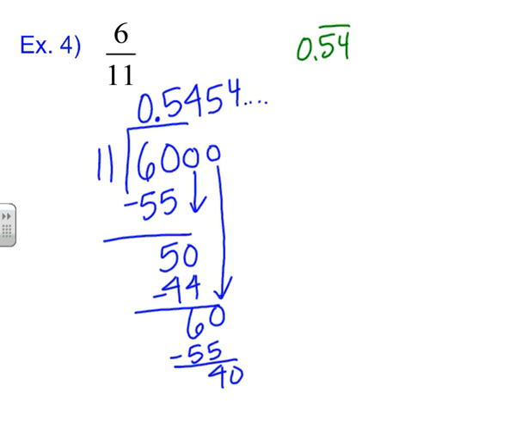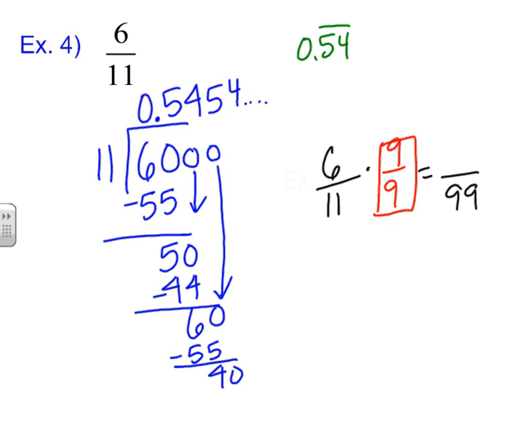Now again, another way to do this is to take a look at that 6/11 and think, because 11 is prime, we know that that's probably going to be an odd repeater. So we know 11 can go into 99. We know 11 can go into 99 9 times. This will get us 54 over 99. Again, we would change that 54 over 99 into a repeater. That would be a bar over the top like that.